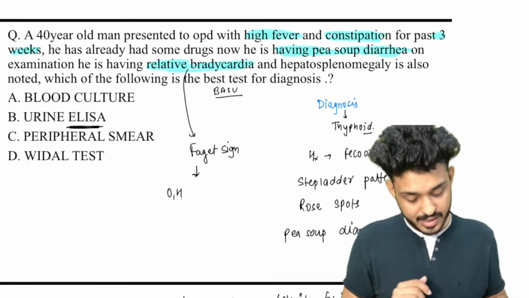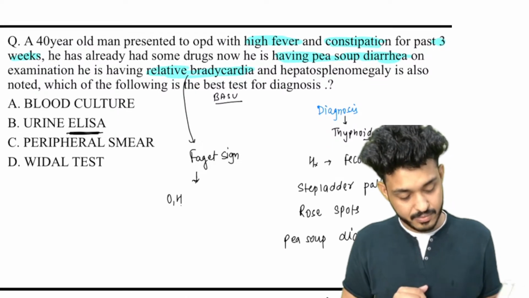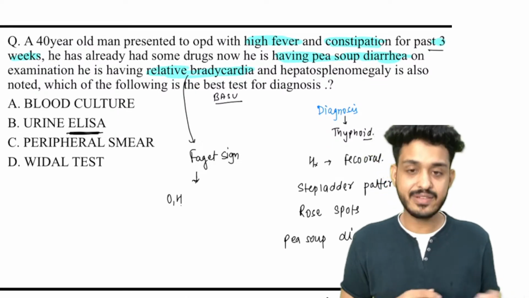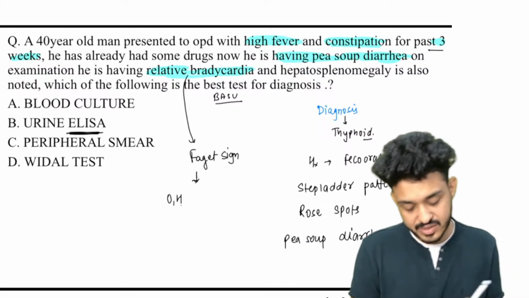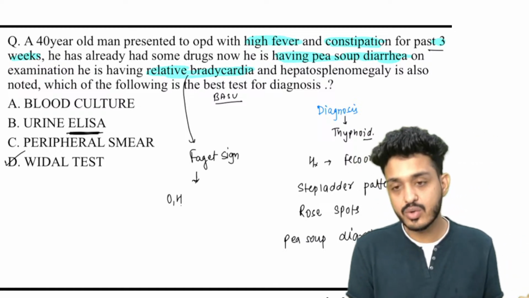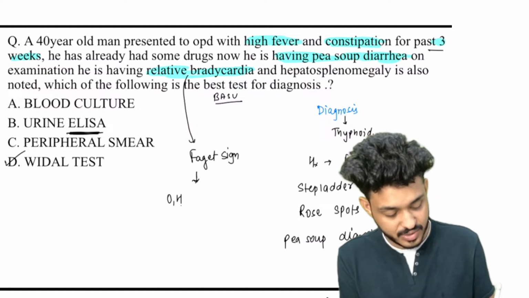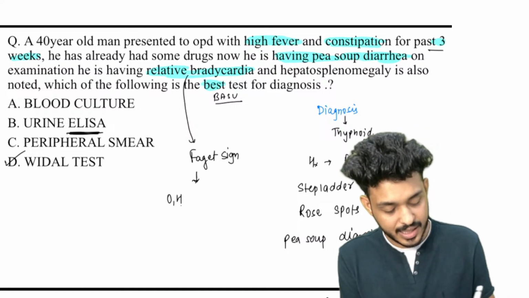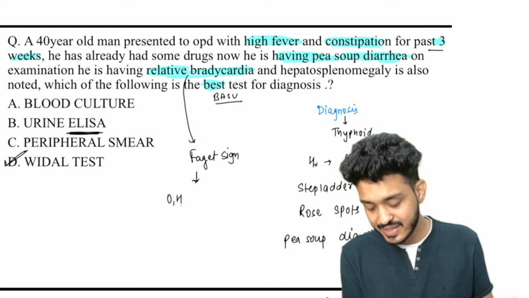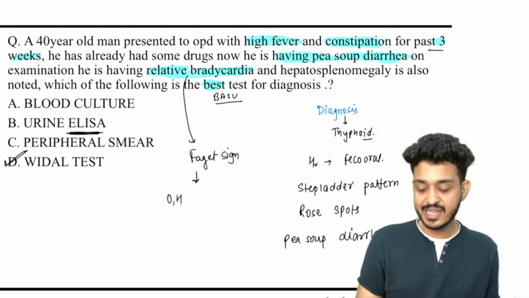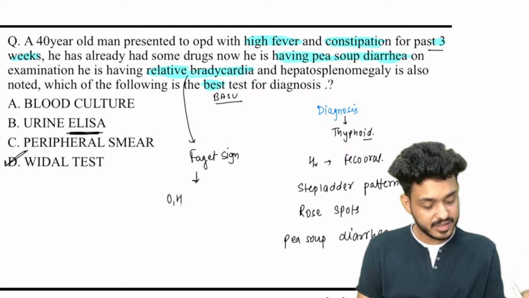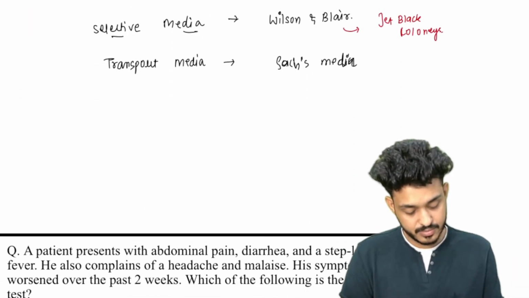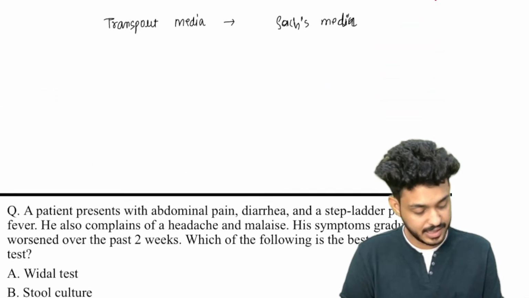Did you understand? Right, so here they are talking about the past 3 weeks. So after 3 weeks, which test can come positive? They are asking about the best test. The best one will be Vidal. We can do it here, right? Vidal is basically antigen testing, right? So this is done and dusted, right?